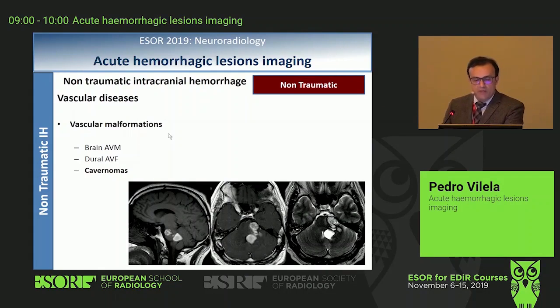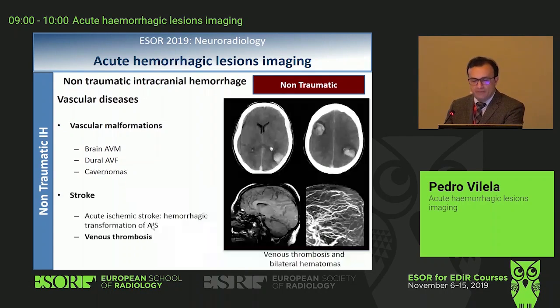Vascular malformations, we are going to deal with this also in another lecture. So cavernomas may bleed. Mostly they bleed inside. They are venous malformations. They bleed inside the lesion. This is an exceptional case that had a bleeding that went outside the cavernoma.